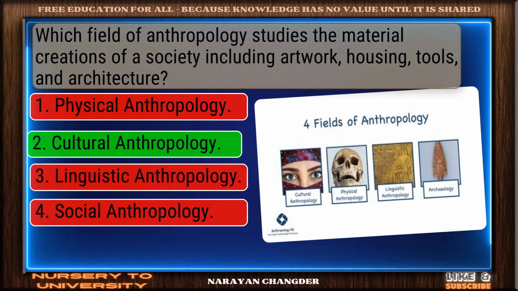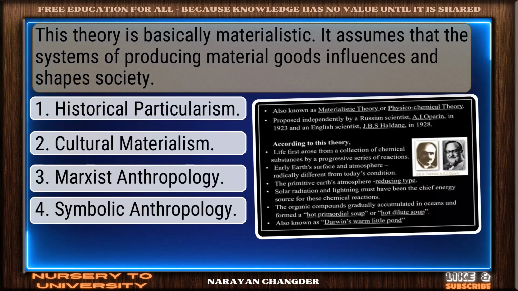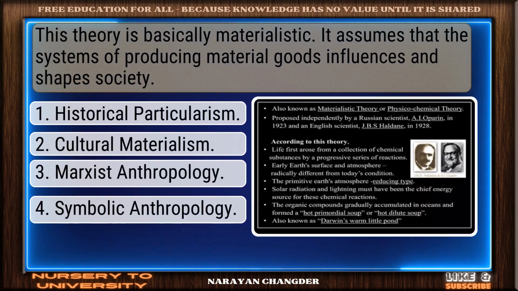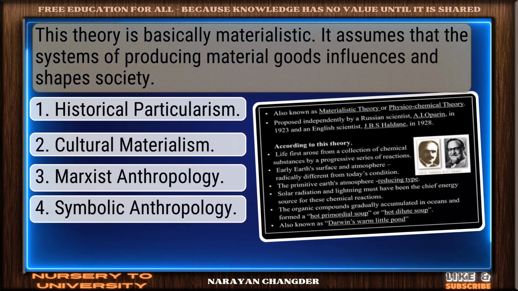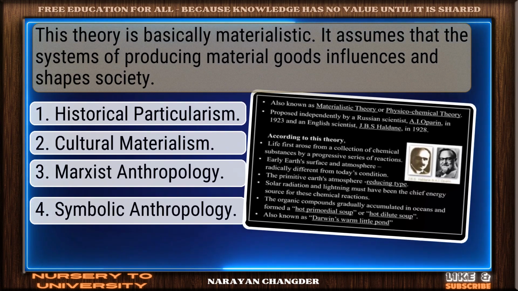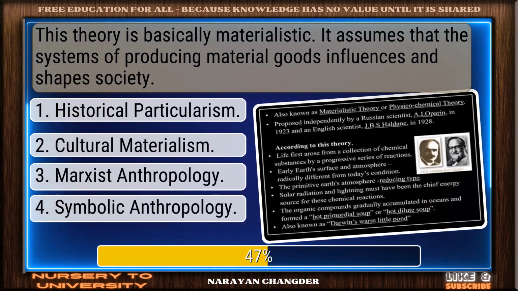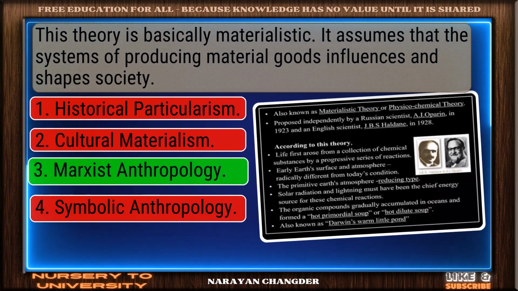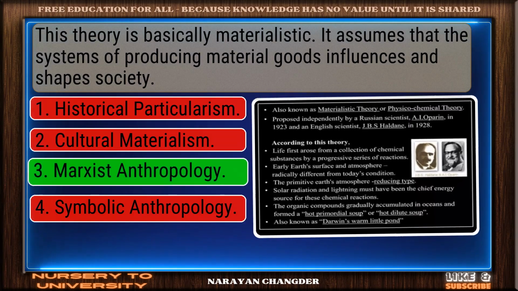Great thinking. Cultural anthropology is the right choice. This theory is basically materialistic. It assumes that the systems of producing material goods influence and shape society. Correct. Marxist anthropology is the right answer.